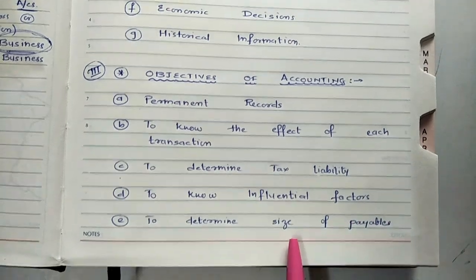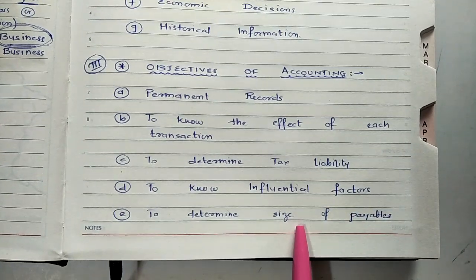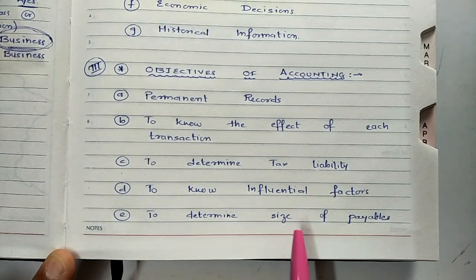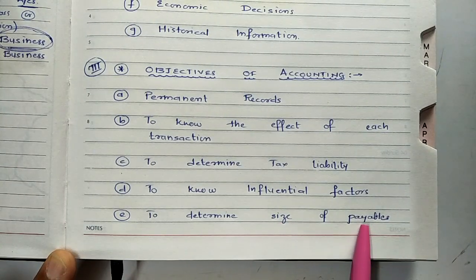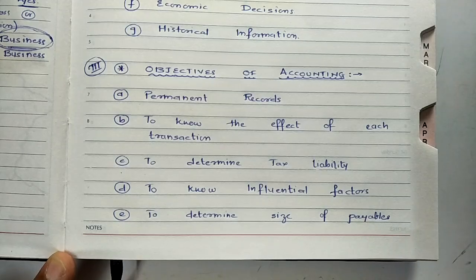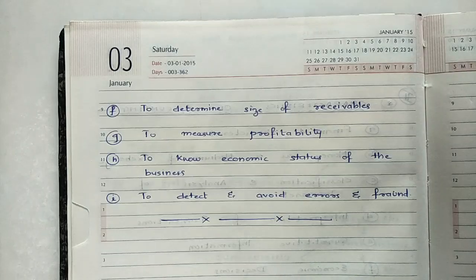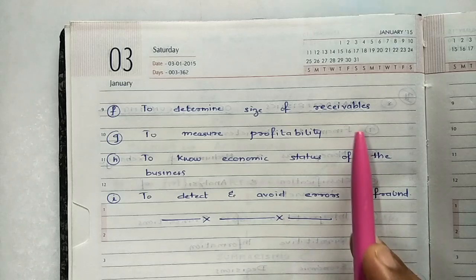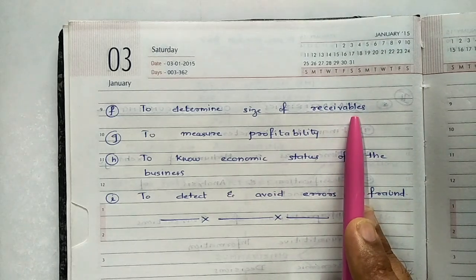Then identifying the quantum of payables, that is, at the end of a specified period, we can come to know what is the total liability of the organization. Means how much amount is payable by the organization to outsiders. Same way, we can also determine the size of receivables. Means how much amount we are supposed to collect from outsiders.